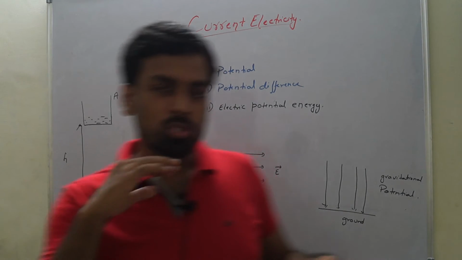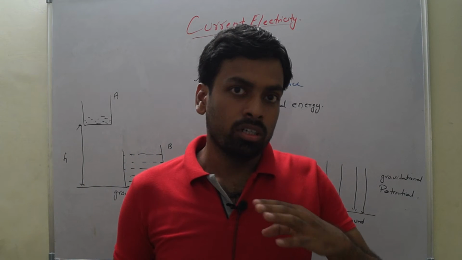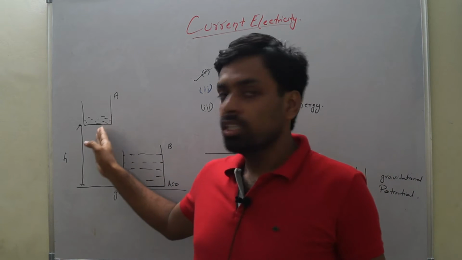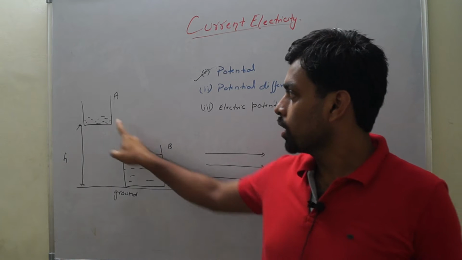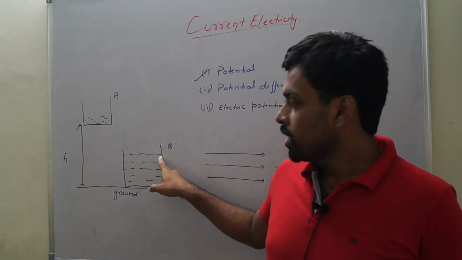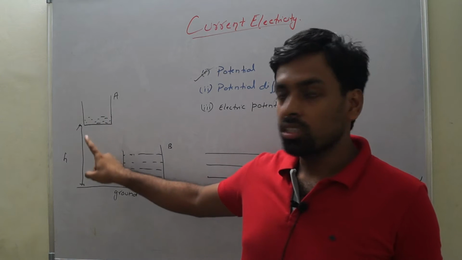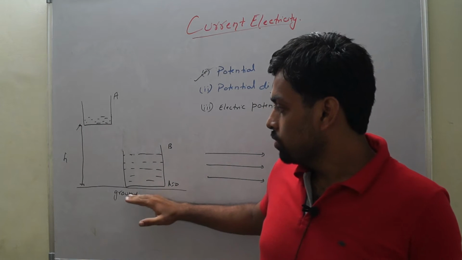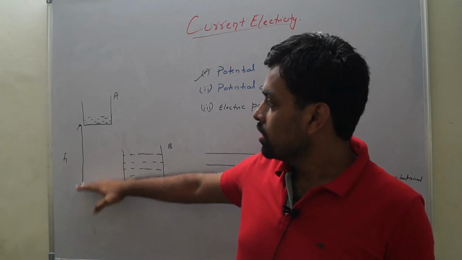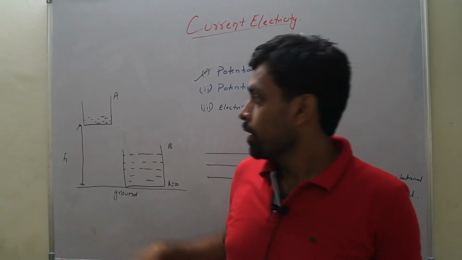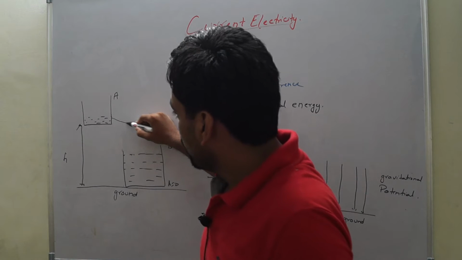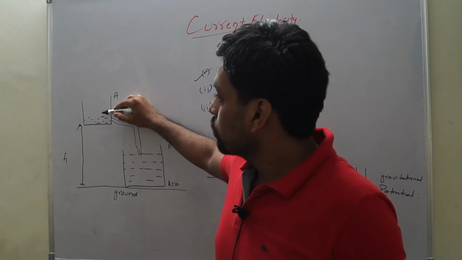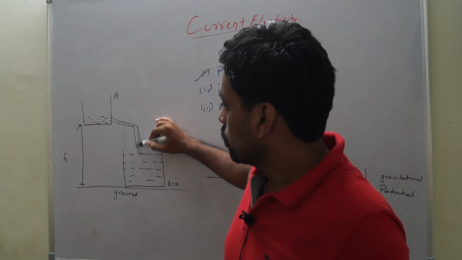To understand what potential is, let us take a few examples. Suppose we have two buckets, two containers containing water, container A and container B. Container B has more water as compared to container A, but container A is kept at a height, say H, whereas container B is kept on the ground. If I connect these two containers via a pipe, we will observe that water from container A will flow towards container B.